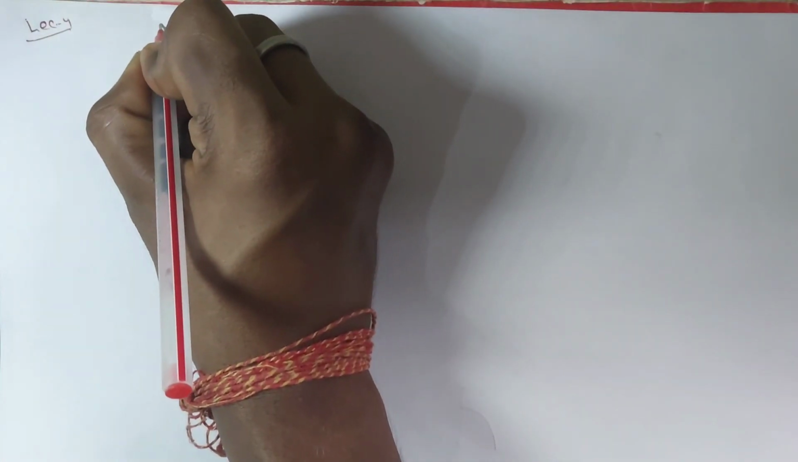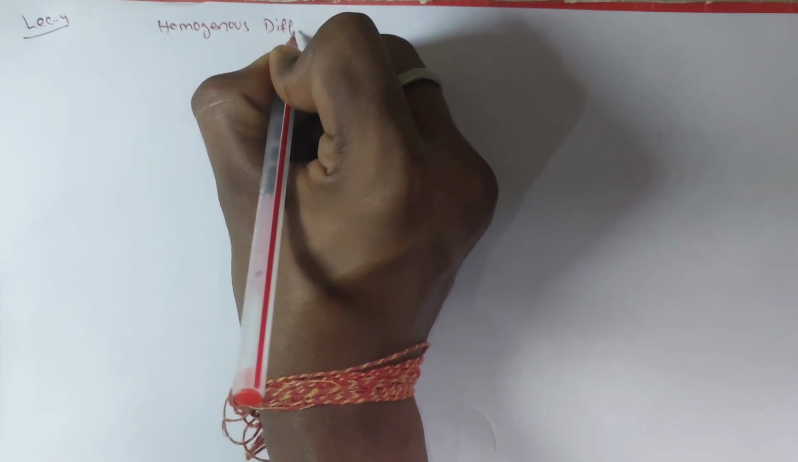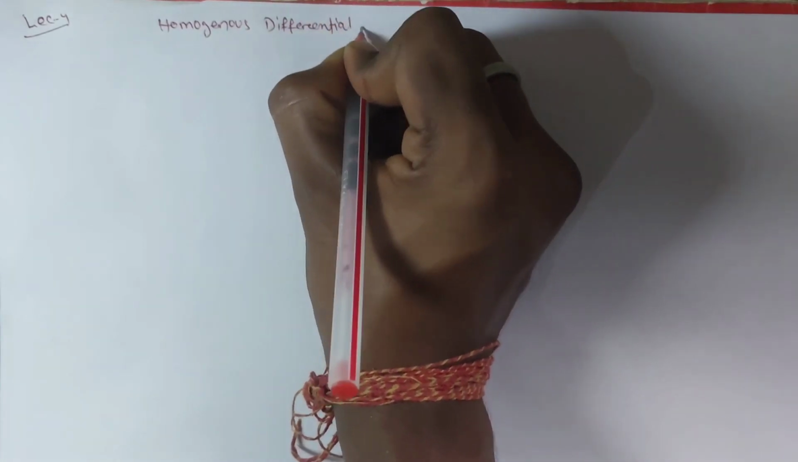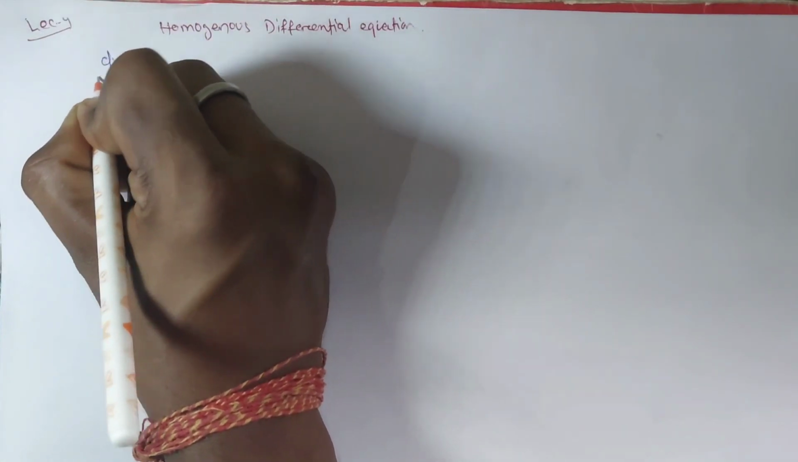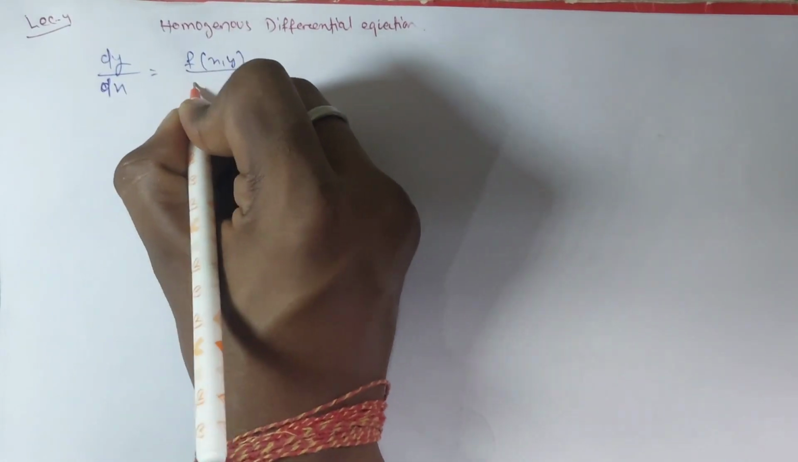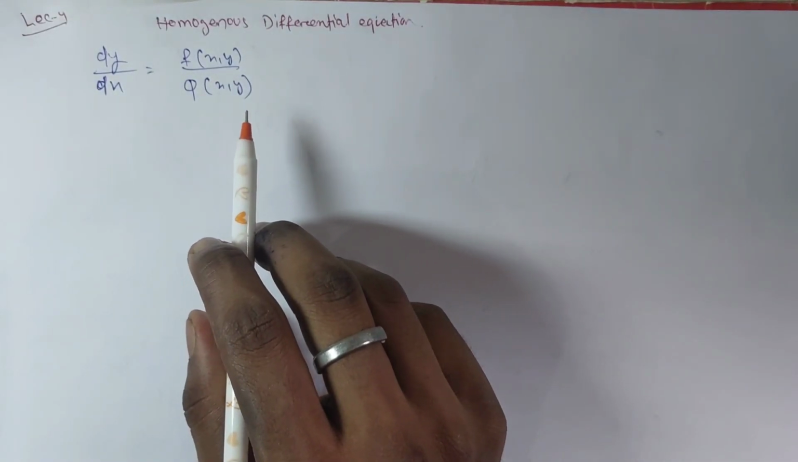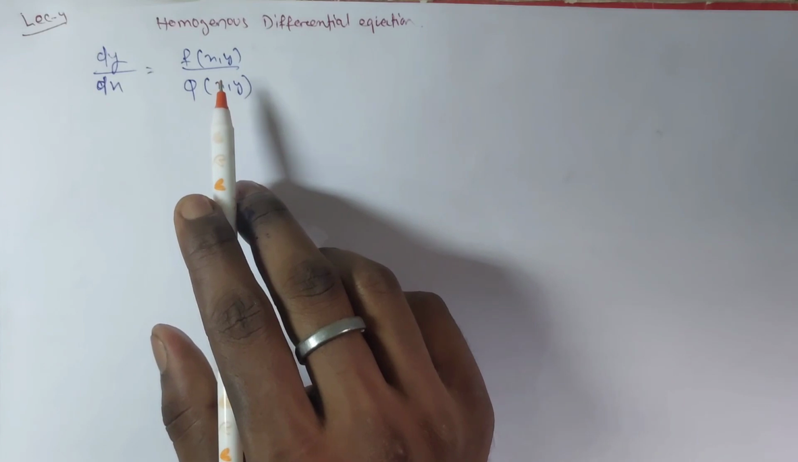So today we are going to talk about homogeneous differential equations. A differential equation of the form dy by dx equals f of x, y over phi of x, y is said to be homogeneous if each term of f(x,y) and phi(x,y) has the same degree.